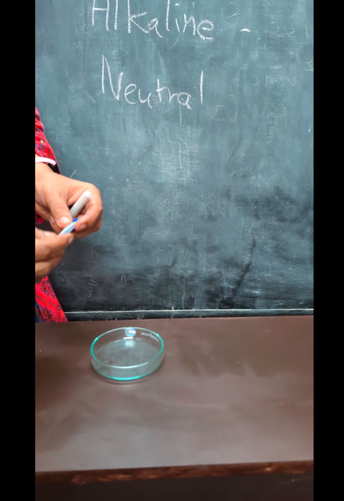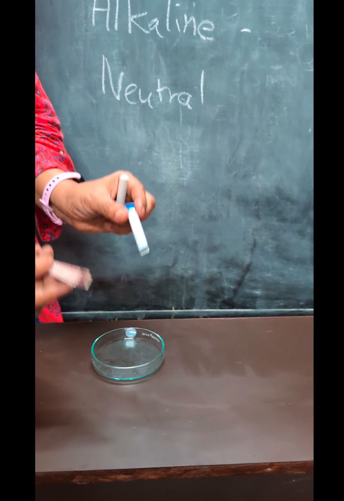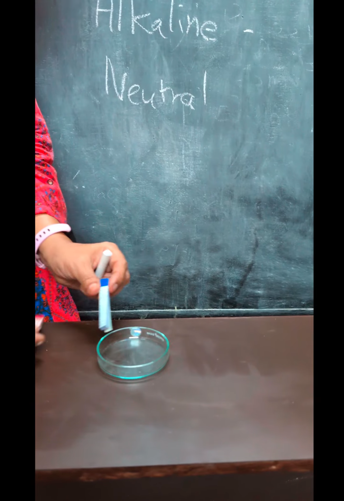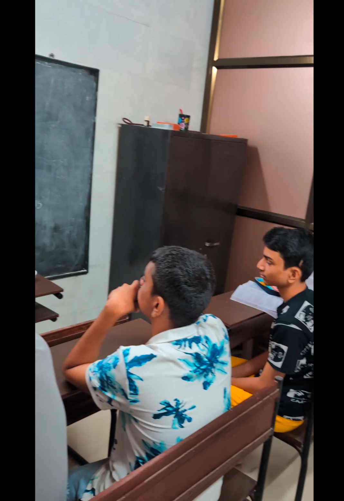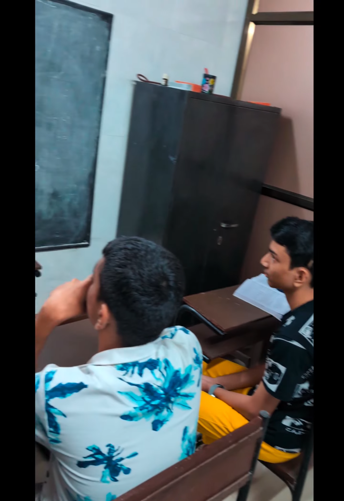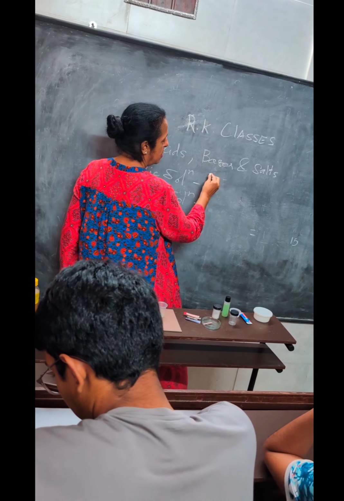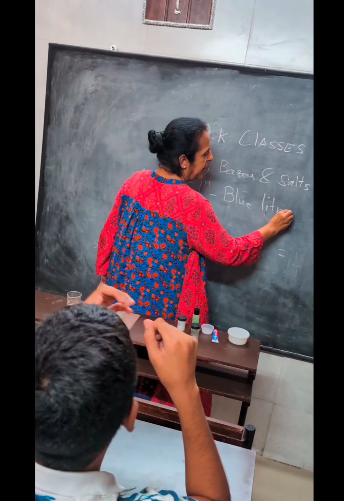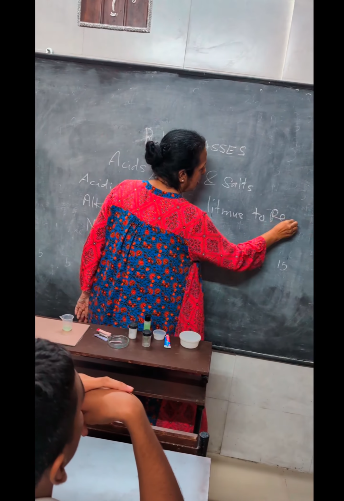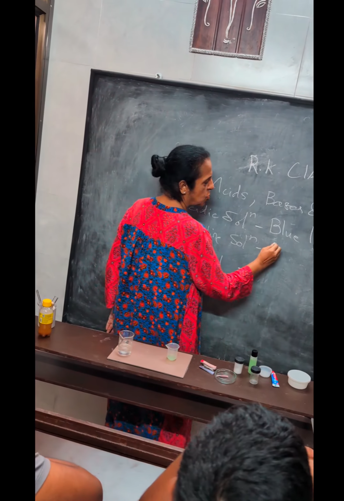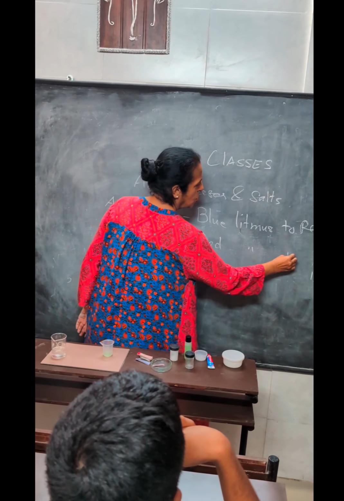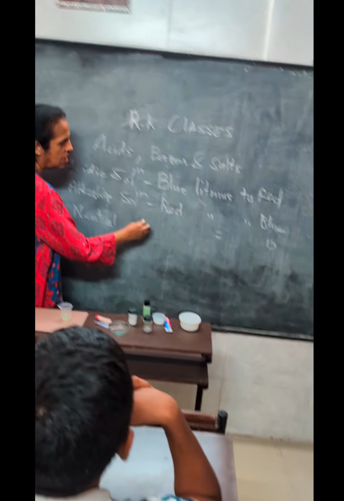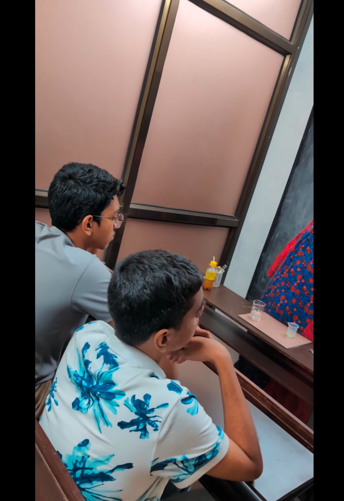Students, to find out whether the given substance is acidic or basic, we need two types of litmus paper. This is blue litmus paper and this is red litmus paper. Now what should happen in acidic solution? Which litmus paper should get changed? Blue litmus to red. And what should happen the other way, for alkaline solution? Red litmus to blue. And what should happen for neutral? No change. Now let's see.